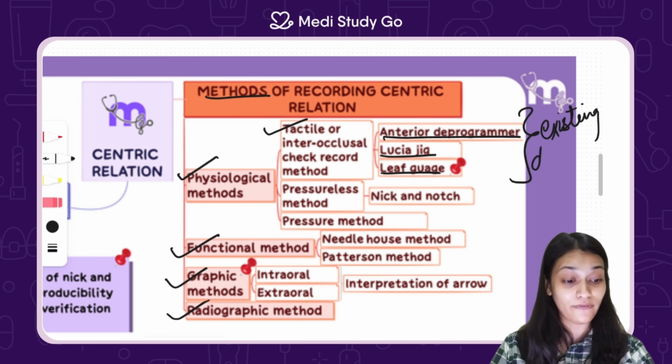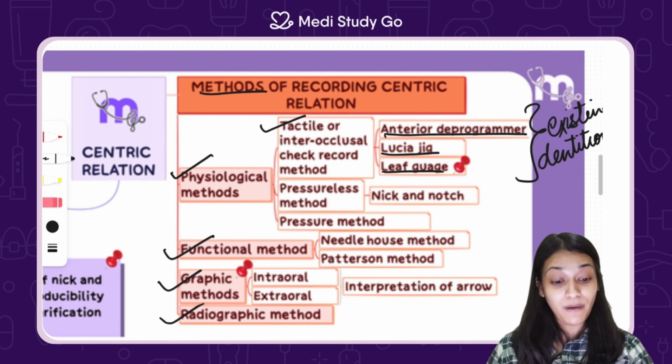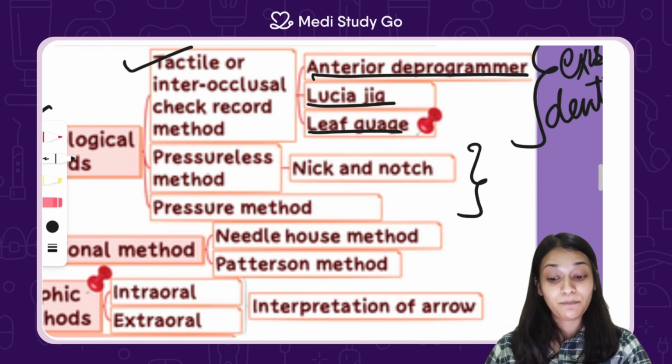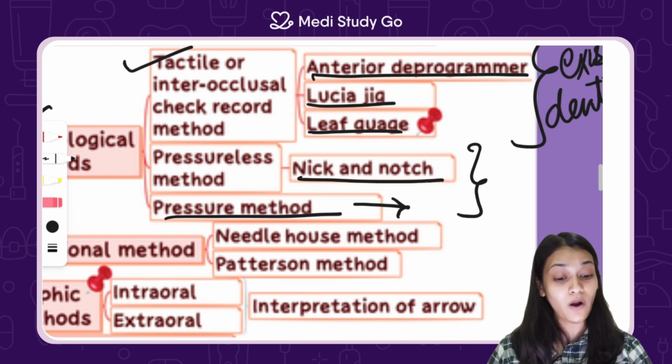So in cases of FMR, in cases of rehabilitating with FPDs, bridges, all of these will be considered as interocclusal check record method. But for complete denture, there are 2 methods specifically: pressureless, wherein I use the nick and notch method, and a pressure method, wherein I ask the patient to close under pressure using your occlusal rim.